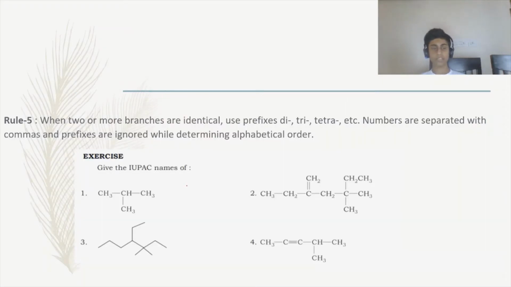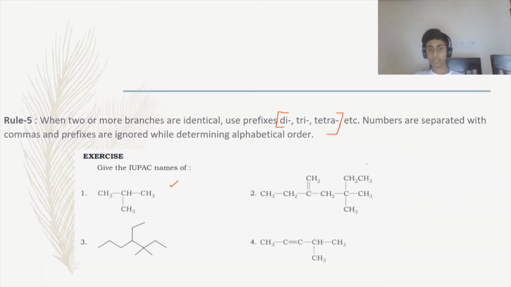Now this is the last rule for simple hydrocarbons. When two or more branches are identical, we use prefixes di, tri, tetra, etc. Numbers are separated with commas, and prefixes are ignored while determining alphabetical order. That is, these prefixes that show number are ignored. Now we did this kind of an example. So this would just be 2-methyl propane.